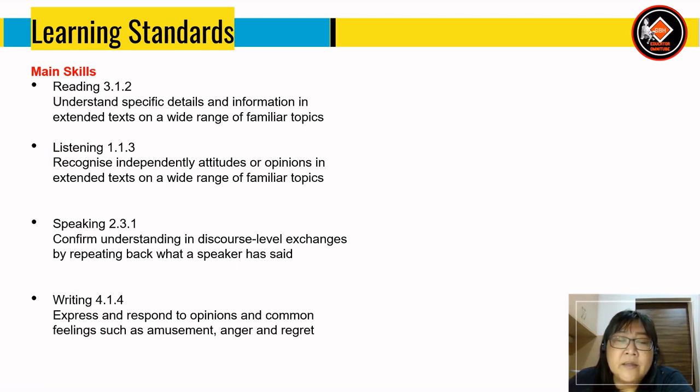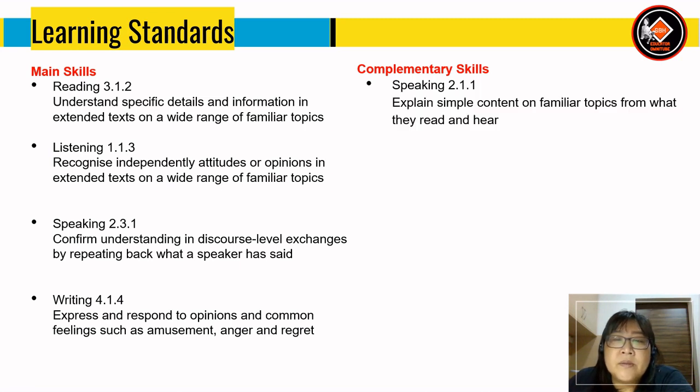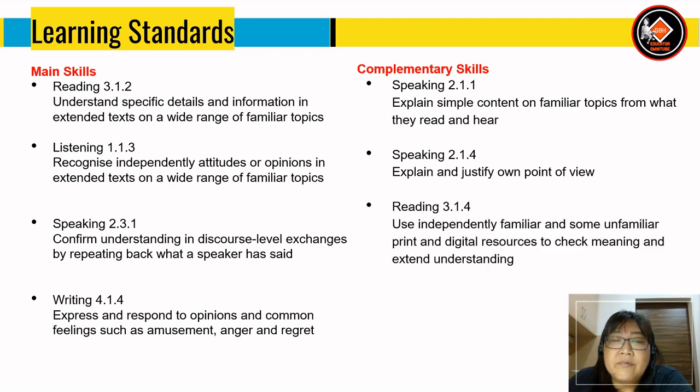amusement, anger, and regret. And then we have the complementary skills. Speaking 2.1.1, explain simple content on familiar topics from what they read and hear. And then we have speaking 2.1.4, explain and justify own point of view. And then we have reading 3.1.4, use independently familiar and some unfamiliar print and digital resources to check meaning and extend understanding.